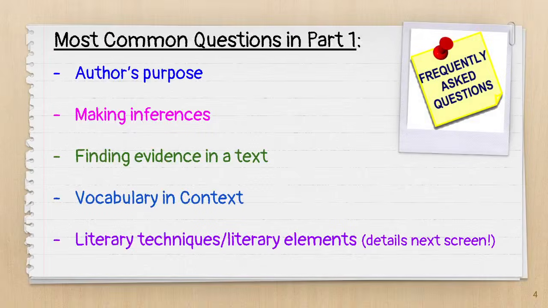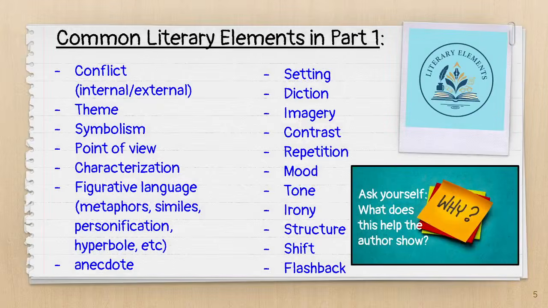The most common questions in Part 1 are, typically, author's purpose, making inferences, finding evidence in a text, vocabulary in context, and literary techniques, literary elements that are used in the text. Although there are many others, these tend to show up quite frequently on the Regents exam.